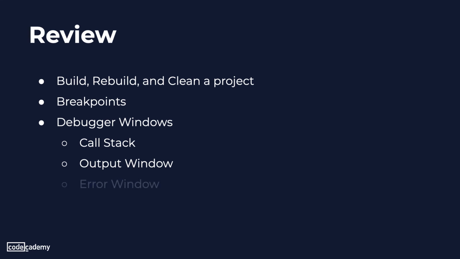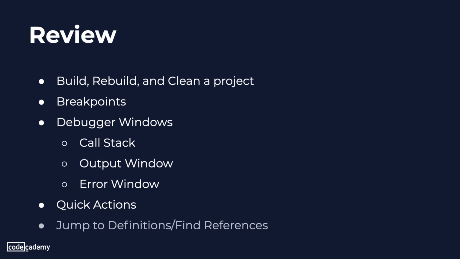And then we looked into the error window, which provides us more detailed information regarding any errors found in our code by displaying the line, the description, and what possible solutions we can actually give. Lastly, we took a look at some useful quick action features like Quick Fix in order to modify our code with a few simple clicks. And finally, we looked into how to find method declarations or references by simply right-clicking on them and selecting Jump to Definitions or Find References.